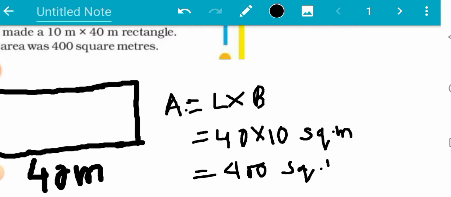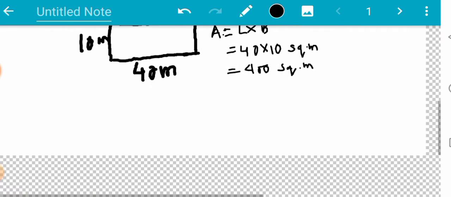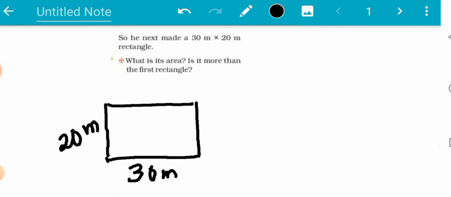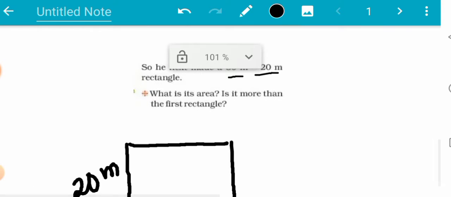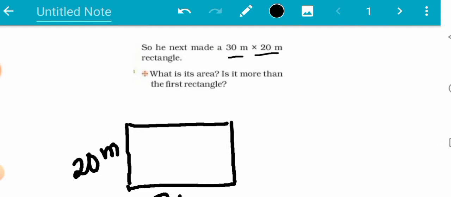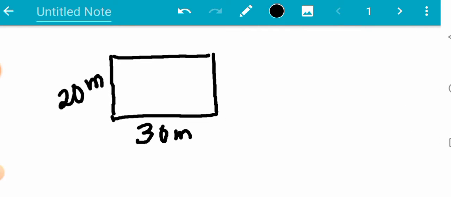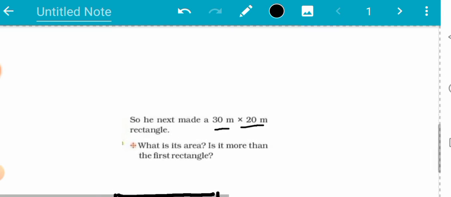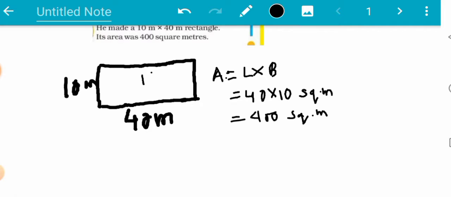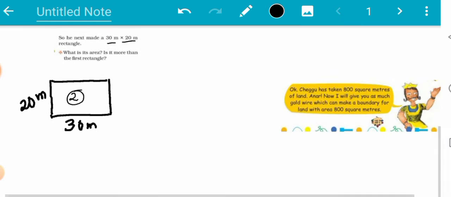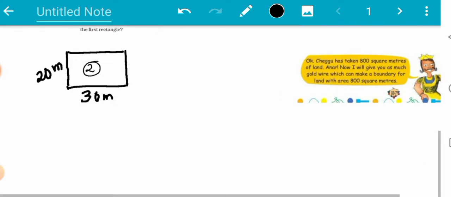Next time he tried to make another rectangle whose length is 30 meter and breadth is 20 meter. What is its area? Is it more than the first rectangle? Let's see. This is rectangle 2. The first one was rectangle 1. Rectangle 1 area was 400 square meter. Now you will find out the area of rectangle 2.